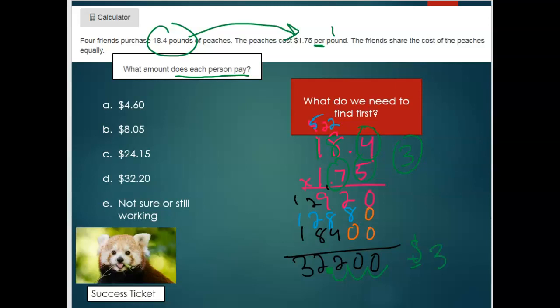So I would write this as $32.20, right? With money, you usually go out to the hundredths place. There's no need for that other zero.